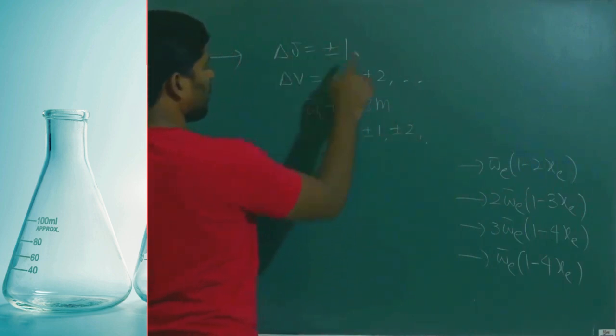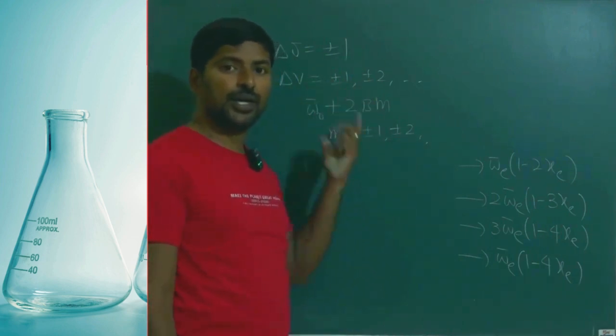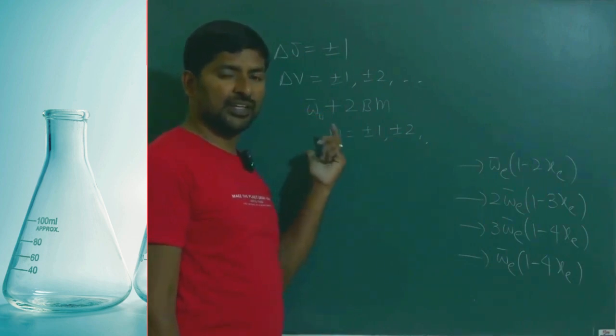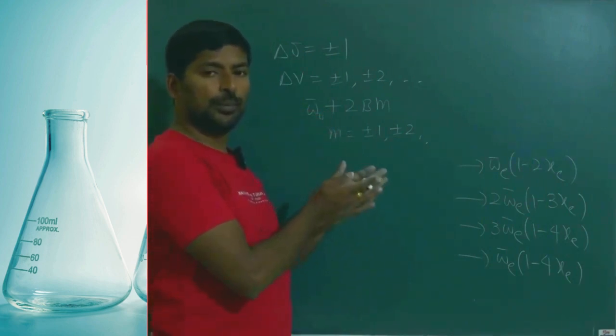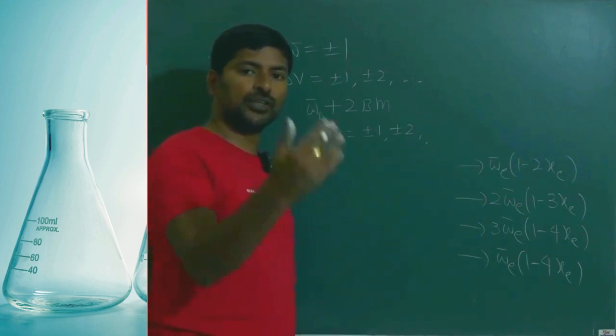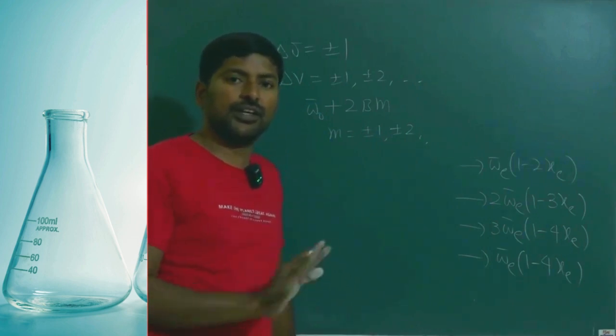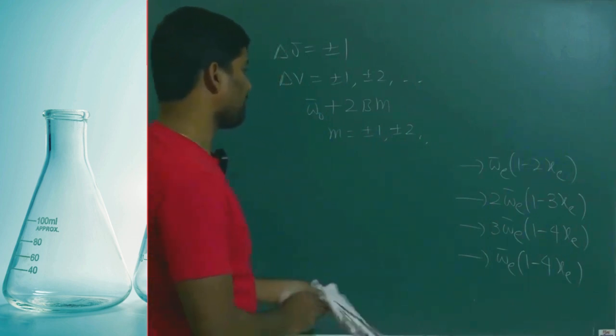If delta J is positive, m values will be positive; delta J negative, m values will be negative. Delta J plus 1, we will get R branch lines; delta J minus 1, P branch lines. So omega bar minus 2B, minus 4B, minus 6B, like that we will get P branch lines. Omega bar naught plus 2B, plus 4B, plus 6B, like that we will get R branch lines. At omega bar naught we cannot get any spectral line. Okay.